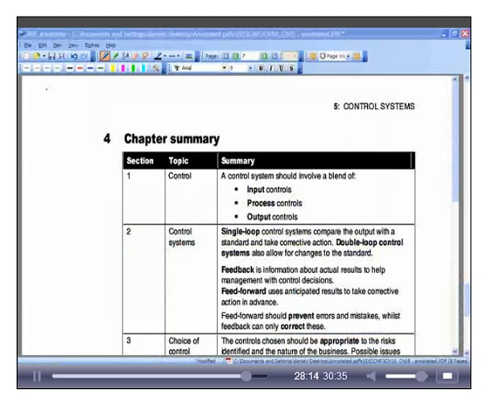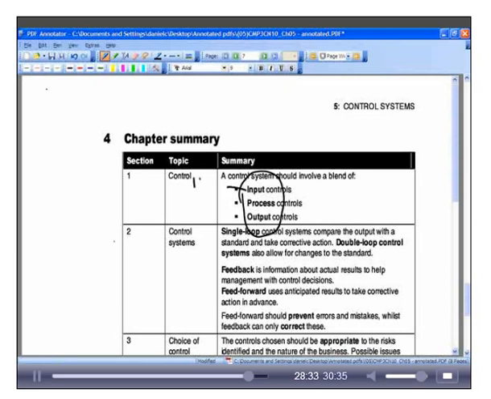Okay, let's recap this chapter. The first section dealt with one of the key pieces of knowledge you will need for this paper. You need to be able to identify and analyze controls for an organization that will deal with specific risks. There are three ways you can think about this. You can think about input controls, which generally means controls to do with HR or people.